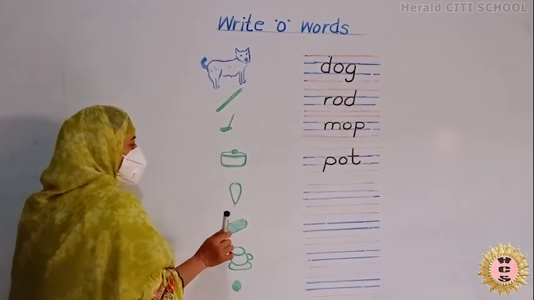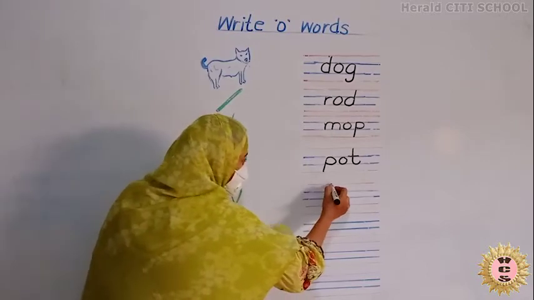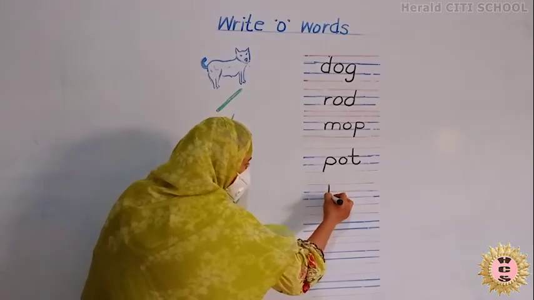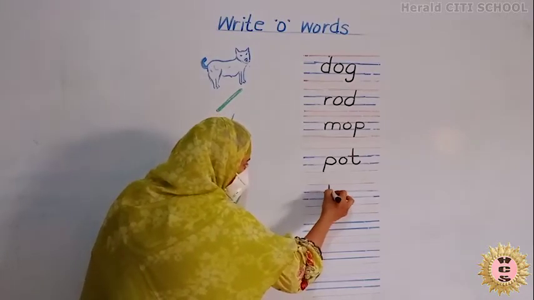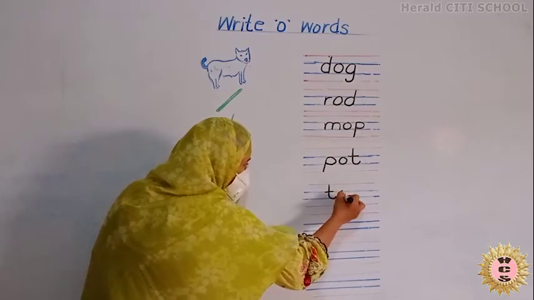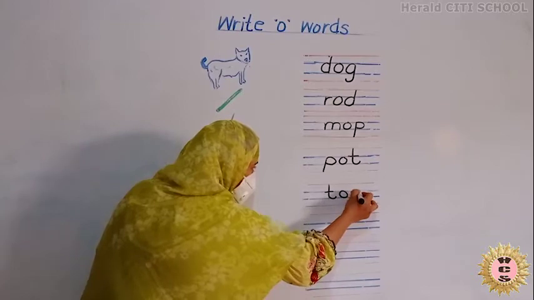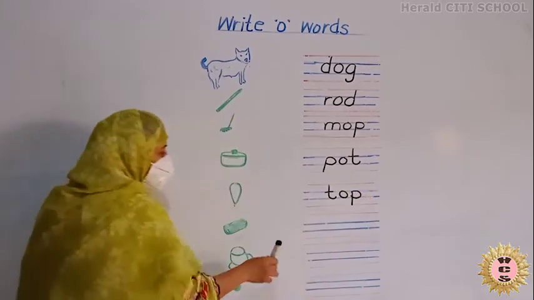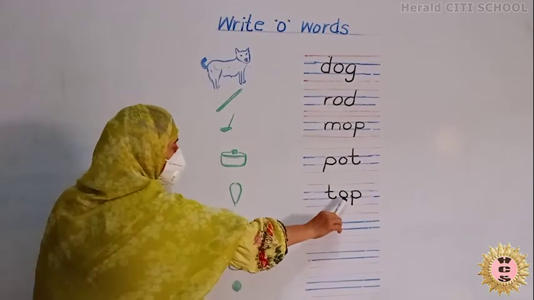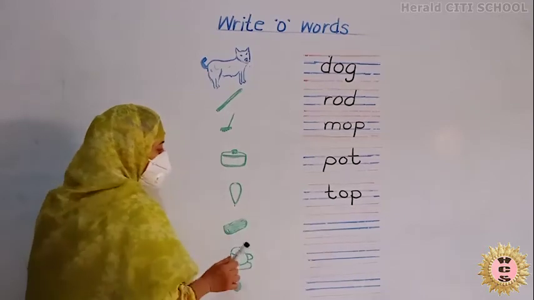And children, this is top. This is top. And the spelling of top is T, O, P. Top. Read it again. T O P. Top.